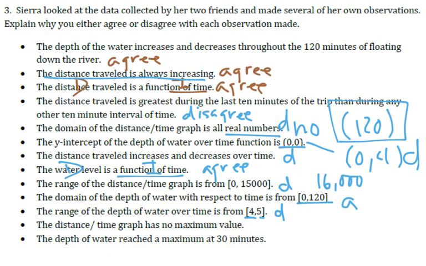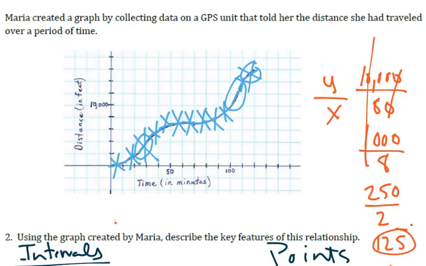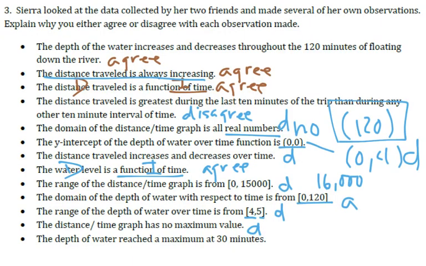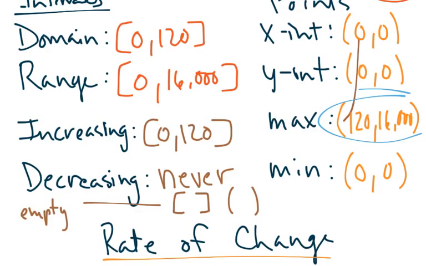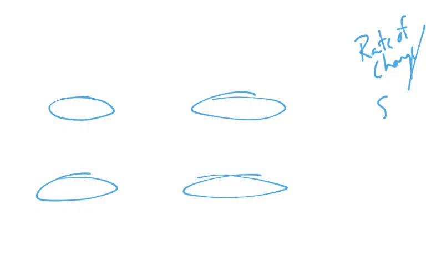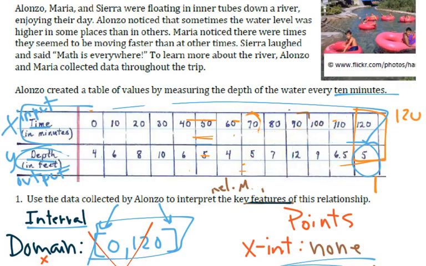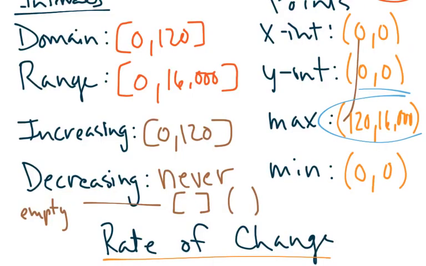The distance time graph has no maximum value. No, because we stopped traveling, so we disagree with that one. It does. We found it out. It was right there, right? Our maximum, right there. The depth of water reached a maximum at 30 minutes. So if we look at 30 minutes on our input here, okay, is that our maximum 10 feet? Nope, because our maximum was 12, so we would disagree with that one as well.